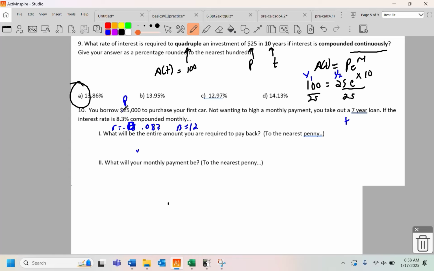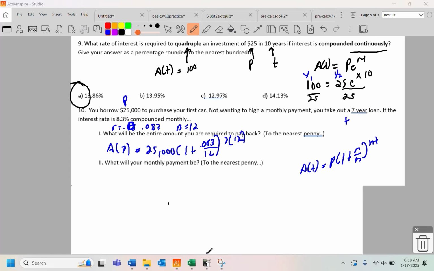All right, so what's going to be the entire amount you owe? The amount after 7 years is $25,000 times 1 plus 0.083 over 12, raised to the nt. Oh, I forgot to write down the formula. This is what I'm using. So t was 7 and n was 12. And that's what I'm going to push buttons on, kids.